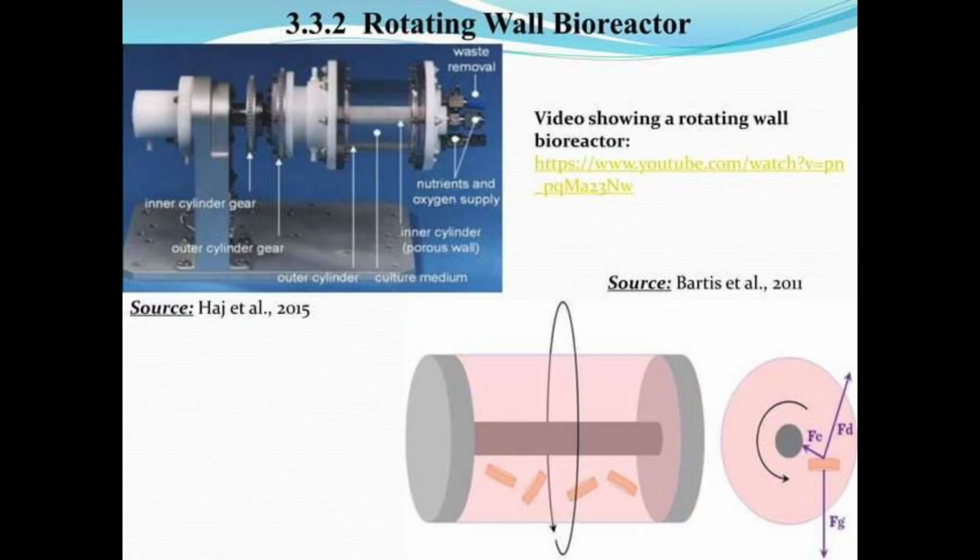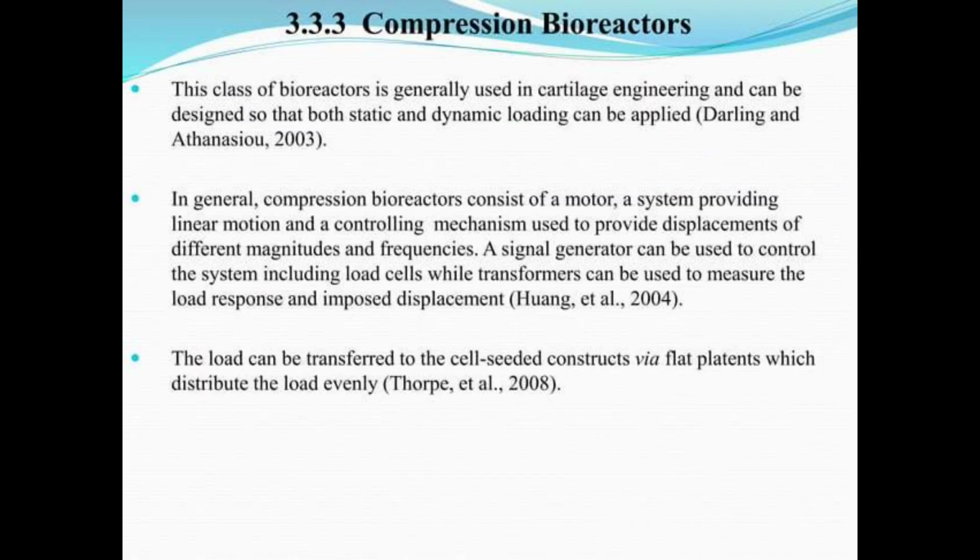Here is the diagram which shows the rotating wall bioreactor. Compression bioreactor. This class of bioreactors are generally used in cartilage engineering for this purpose. This is a compression bioreactor consisting of the motor. It's a linear movement that controls a mechanism.